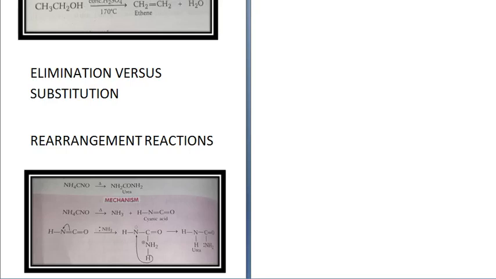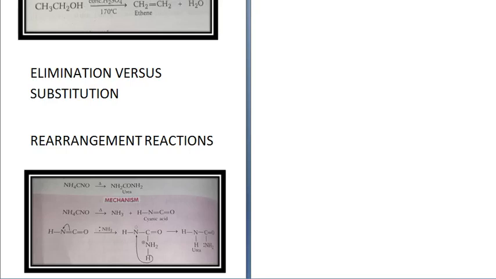Now next is the nature of nucleophile. If a strong base is there, then it will favor elimination, but a weak base will favor substitution reaction. A sterically hindered base will favor elimination reaction, and an unhindered base or less sterically hindered base or nucleophile will favor substitution reaction. Alright, now next is rearrangement reactions.